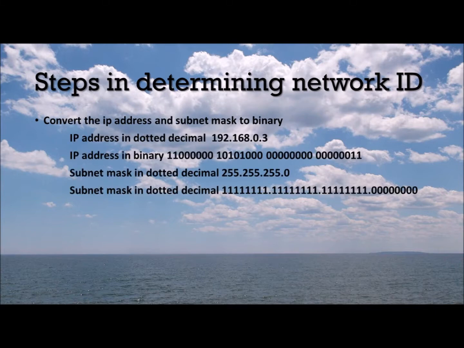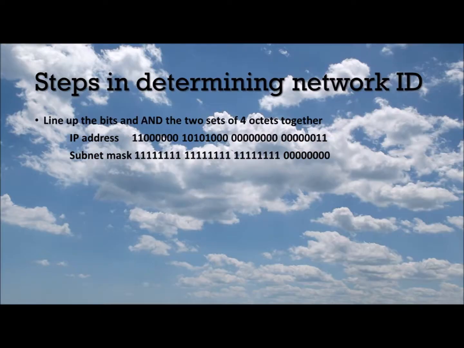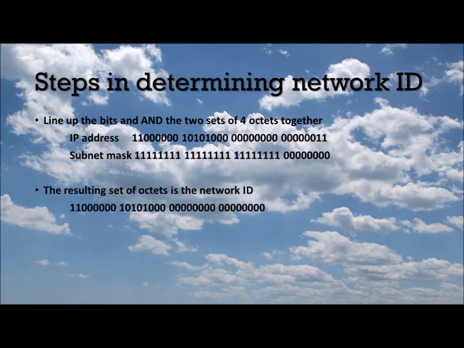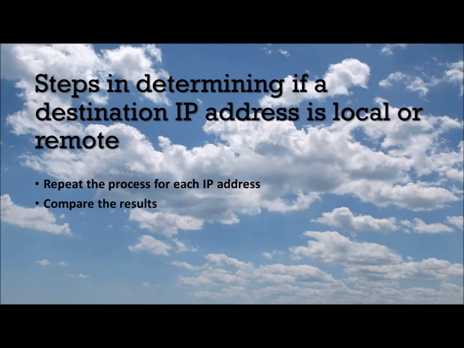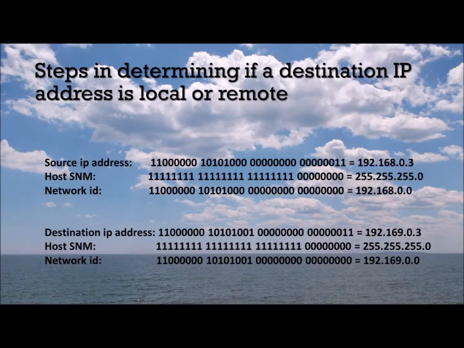The IP address is converted to binary. 192.168.0.3 is converted. The subnet mask 255.255.255.0 is also converted. These two 32-bit binary numbers are lined up one over the other. Using simple math, the two sets of binary digits are ANDed together to get 192.168.0.0 as the network ID. The process is repeated for the destination IP address, and the results are compared.